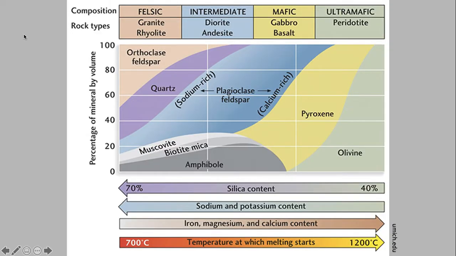On the left side of the chart, you have more felsic rocks. That means basically silicate mineral-based rocks. And on the right side, you have mafic rocks, which have a higher iron, magnesium, and calcium content. The ones on the right also have a higher melting point.